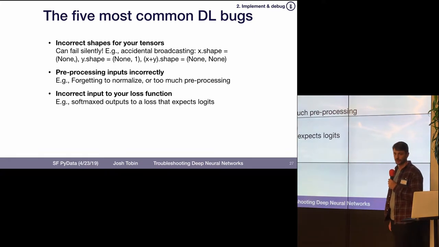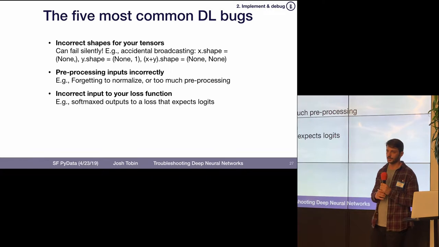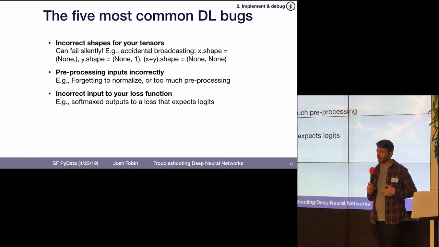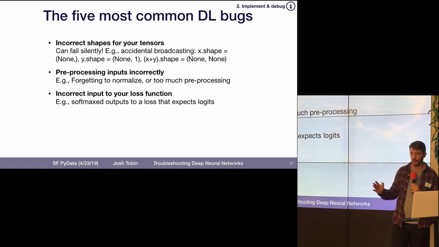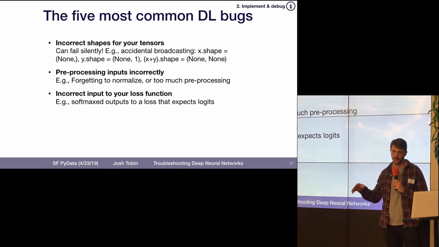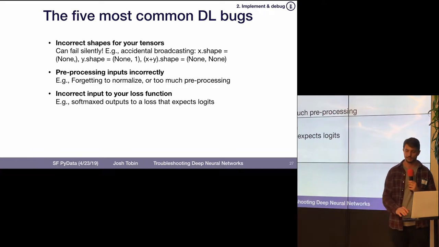Incorrect input to your loss functions. In each of these libraries, your loss functions expect something like logits, but often you'll apply the softmax to it before you pass it to the loss function. There's nothing that catches this in TensorFlow, but your model just won't train.